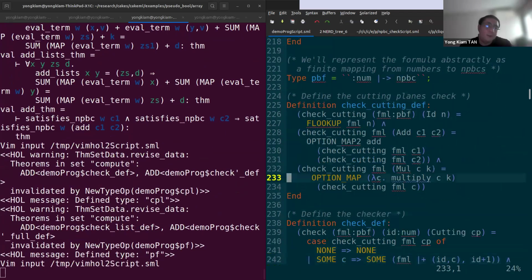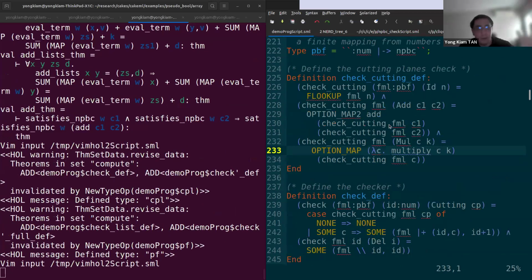And then we can define what it means to actually check the proof. For example, to check the cutting plane step, you do what each of them says. So if the proof tells you to look at ID n, then you look it up. If it tells you to add together the constraints derived from two sub cutting planes proofs, then you do that, and so on.